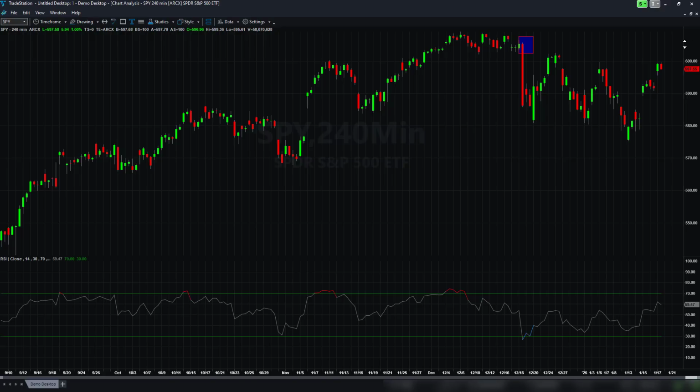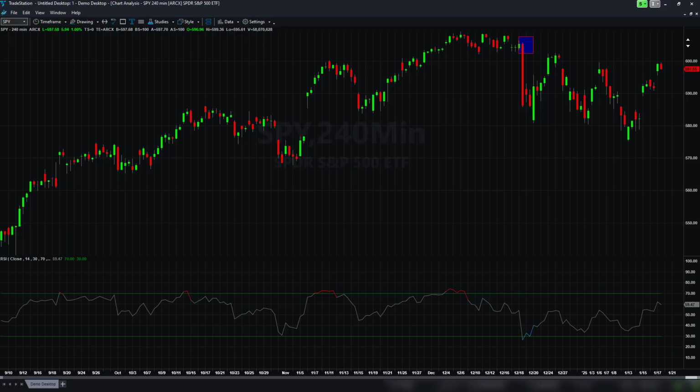So I was focusing on an area up here that I've highlighted with this rectangle, the big red candle here. What would something like that indicate? Okay. That large red candle on the 240-minute chart for SPY indicates a significant price drop in a single period.